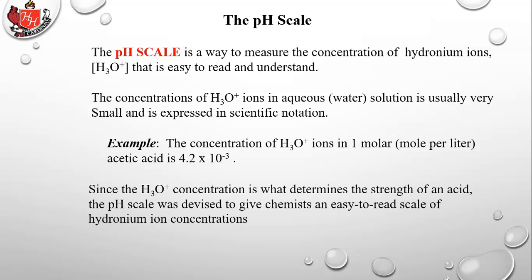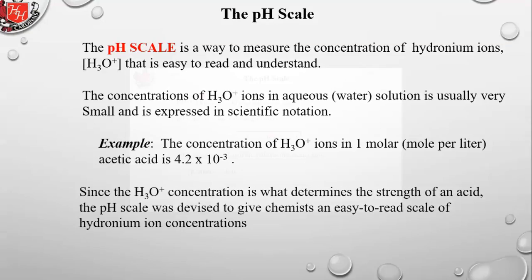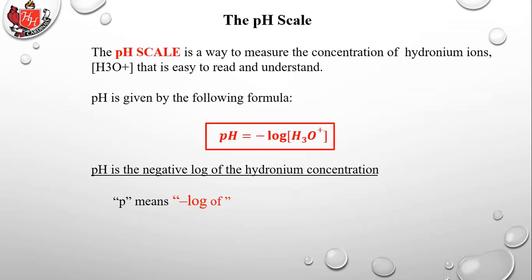Since the H3O+ concentration is what determines the strength of an acid, the pH scale was devised to give chemists an easy-to-read scale of hydronium ion concentrations. So the pH scale is a way to measure the concentration of hydronium ions that is easy to read and understand. pH is given by the following formula: negative log of the hydronium ion concentration. So pH is the negative log of the hydronium ion concentration.